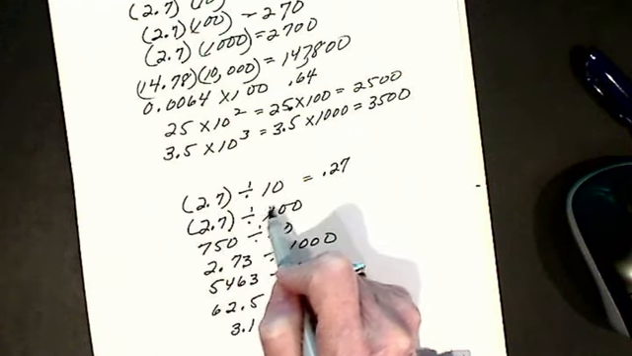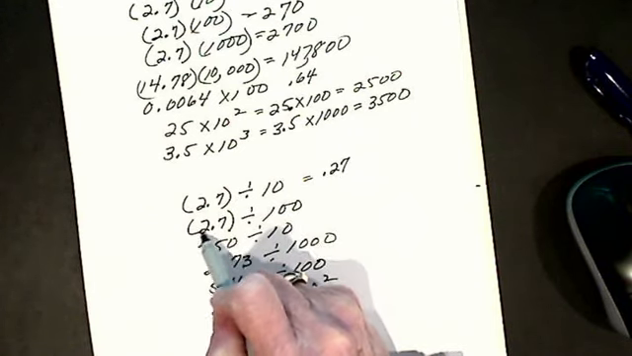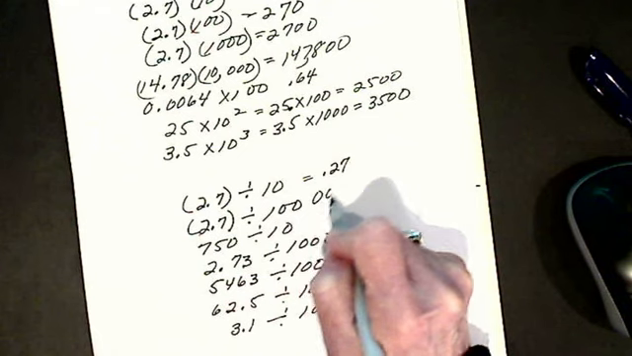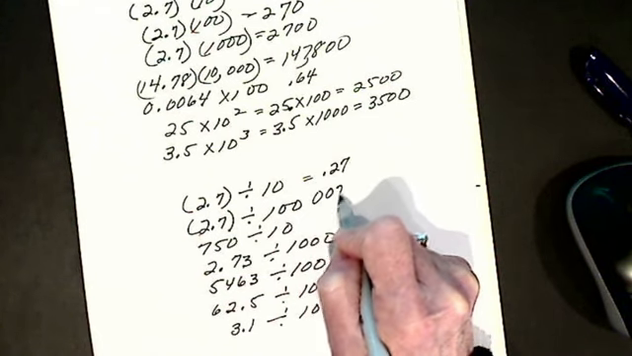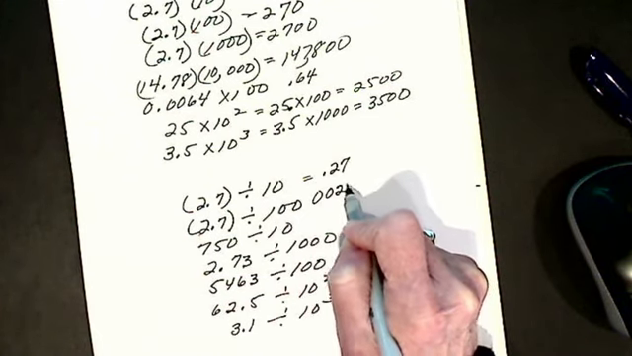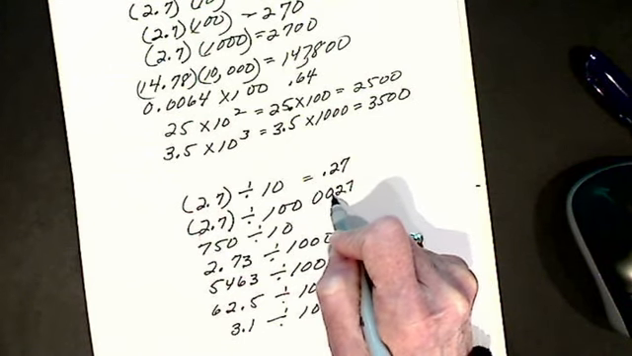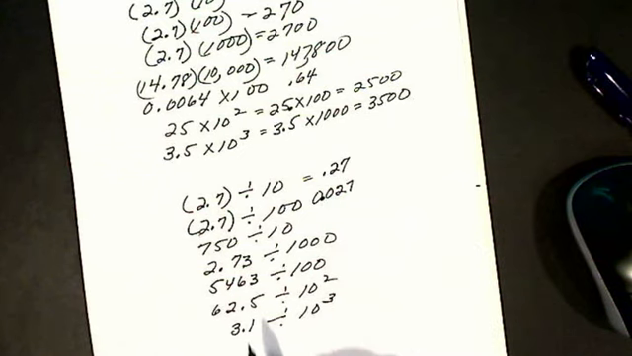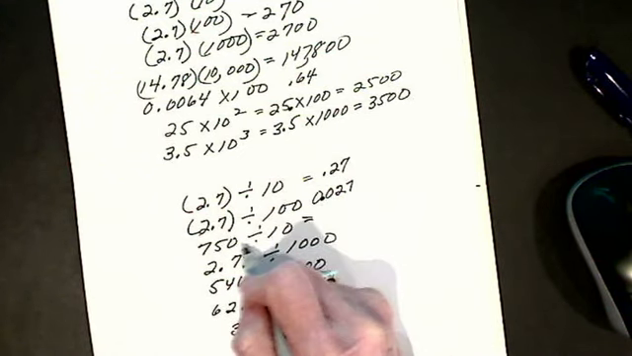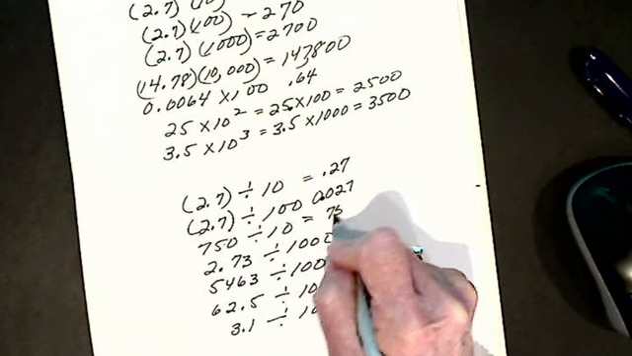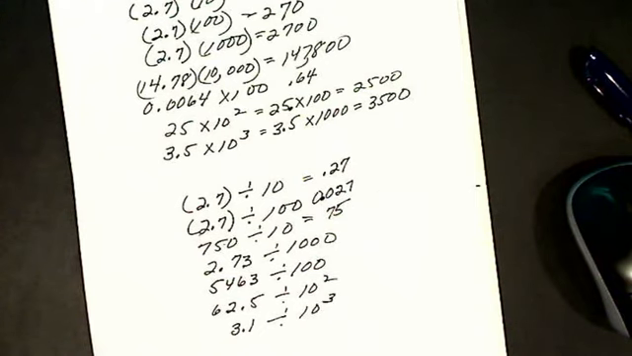I divide 2.7 by 100, I have to move it 2. So I have to add 2 zeros. So I go 1, 2. So I could put 0.027. I divide by 10, I move it 1 to the left, I'm going to get 75.